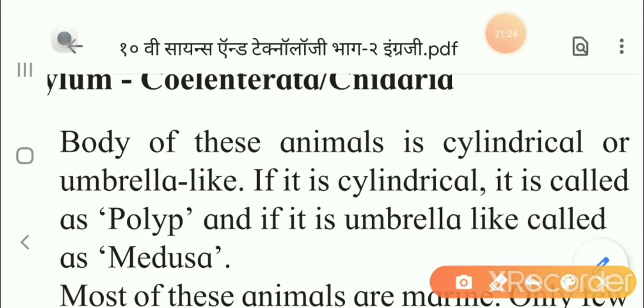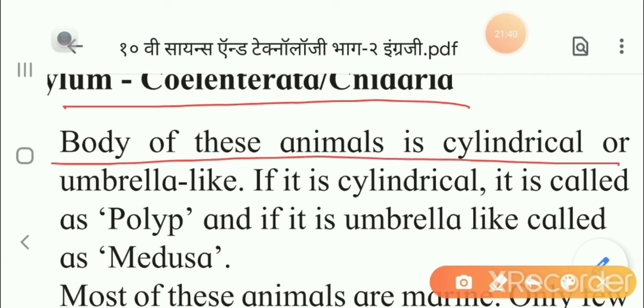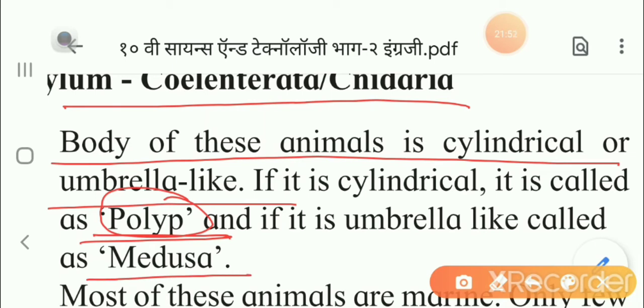Now we will see here, children, this is phylum Coelenterata, or we may call it Cnidaria. Now here the body of the organism of this phylum is cylindrical, or we may say it is umbrella-like. Sometimes if it is cylindrical, it is called polyp. This is an important point you have to learn. And if it is umbrella-like, we call it medusa. So these 2 points you have to learn. If the body is cylindrical, then it is called polyp. If the body is like an umbrella, it is called medusa.